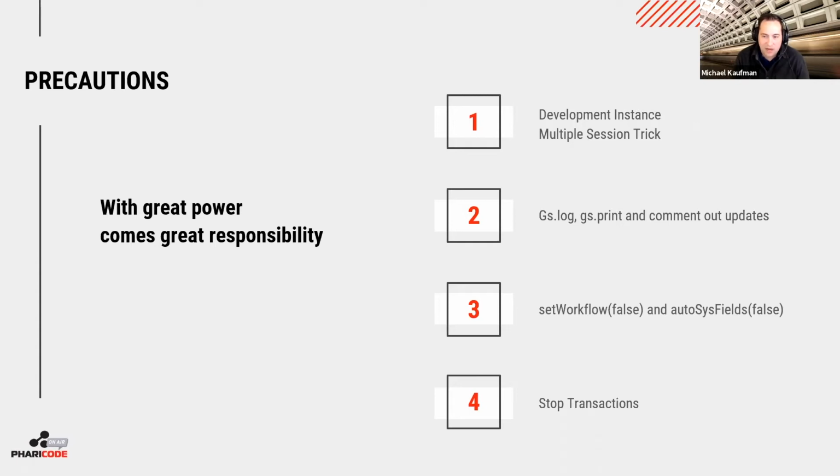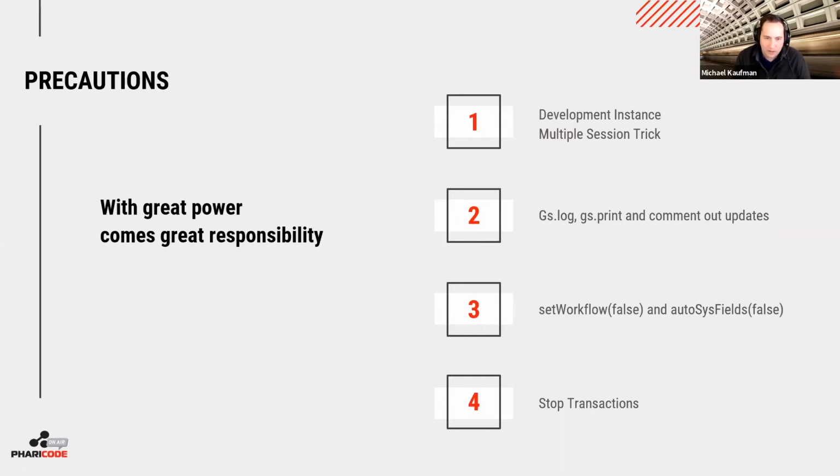You also want to comment out your insert, update, or delete statement until you're actually sure it's correct, before you just accidentally update 100,000 records and you didn't mean to. So by putting in print statements and log statements, you can see, yes, that is the 100,000 I wanted to update. You don't want to accidentally update 1 million when you wanted to update 100,000.